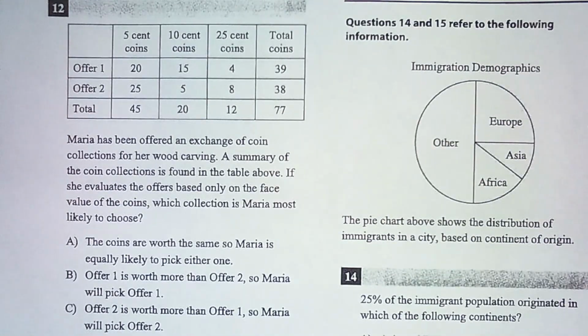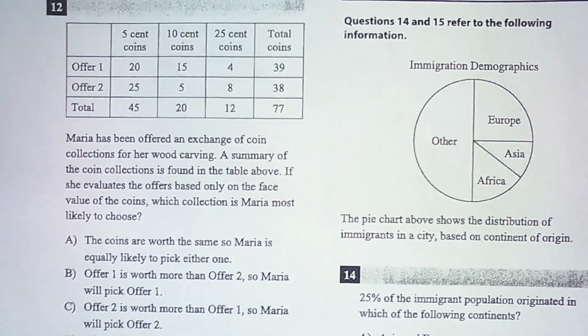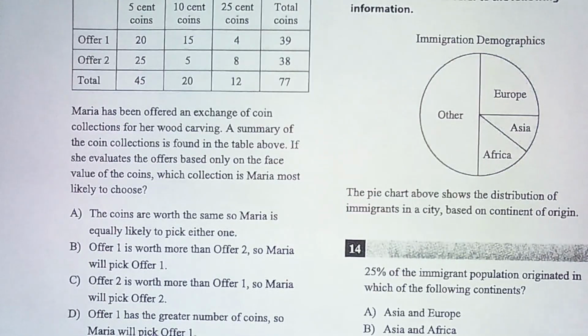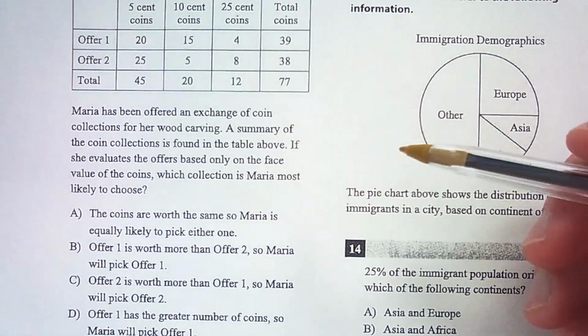Maria has been offered an exchange of coin collections for her wood carving. So she's got a wood carving. She's been given a couple of different offers. I'll give you my coin collection for your wood carving. A summary of the coin collections is found in the table above. If she evaluates the offers based only on face value of the coins, which collection is Maria most likely to choose? So it will be offer 1, offer 2, or are they equally likely because they're the same value?